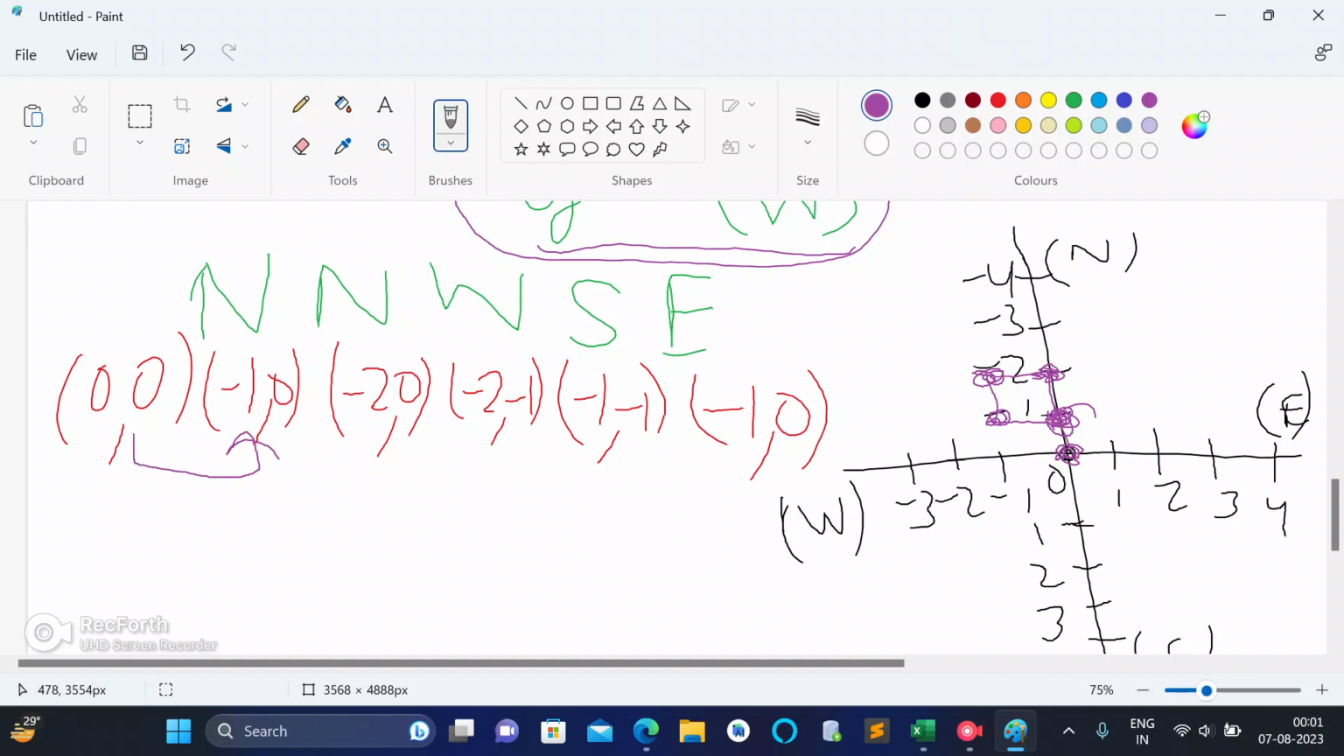So what I actually will do is, when I traverse from 0, 0 to minus 1, 0, I will save the path 0, 0, minus 1, 0. This path I will save: 0, 0, minus 1, 0.